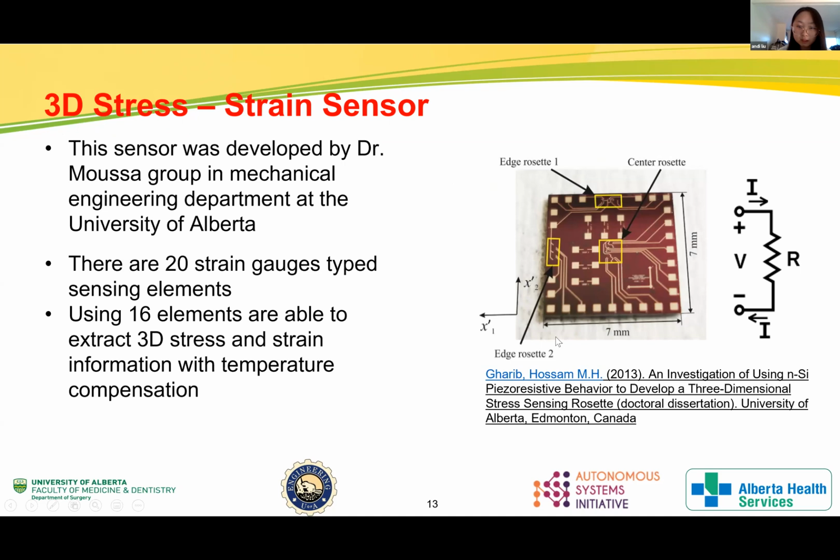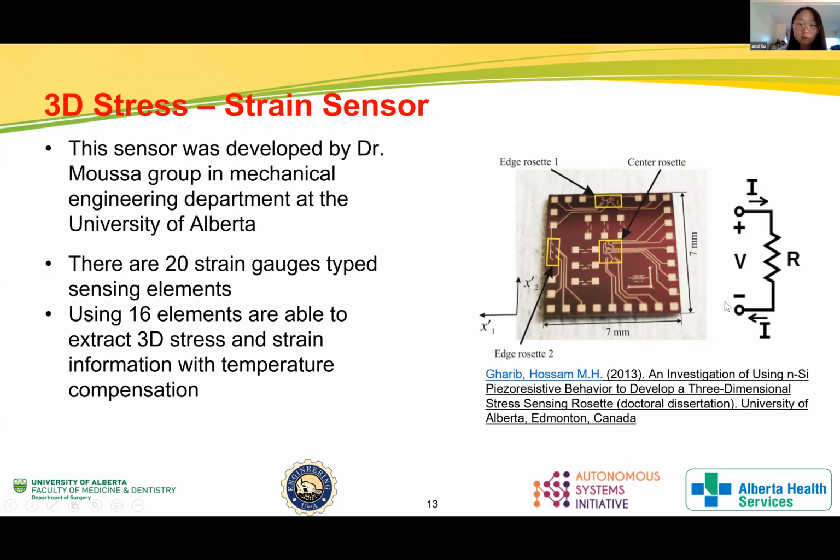So this figure shows the sensor that was developed by Dr. Musa's group in the Mechanical Engineering Department at the University of Alberta. There are in total 20 strain gauge type sensing elements, while 16 of them will be used to extract three-dimensional stress and strain information with temperature compensation.